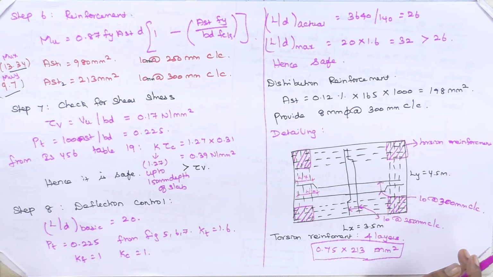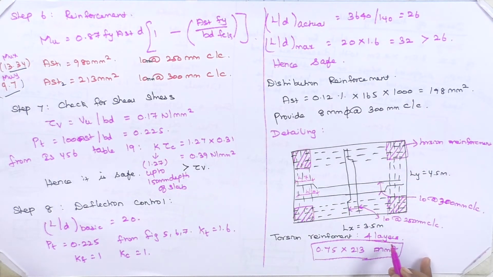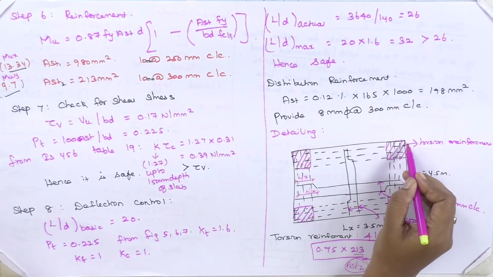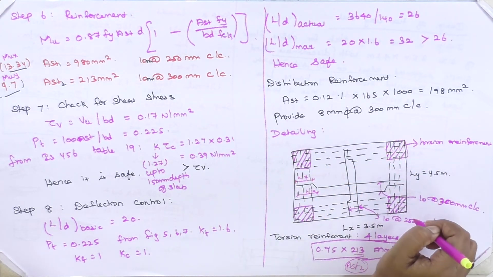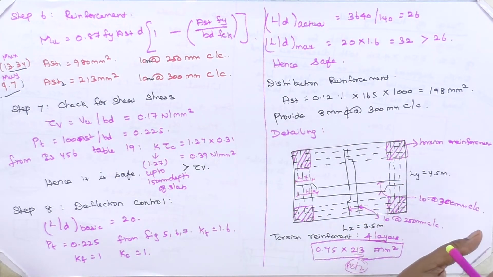Apart from that, we need to provide torsion reinforcement in 4 layers. That is 2 here, then 2 at the bottom. So the layers will be 4. To calculate the torsion reinforcement, take 0.75 times the area of bar in AST2, the lesser area of bar. So 0.75 into 213, you need to calculate the amount in mm squared that you need to provide as 4 layers. This is the torsion reinforcement. In all 4 edges you need to provide torsion reinforcement so that lifting of your slab is prevented.